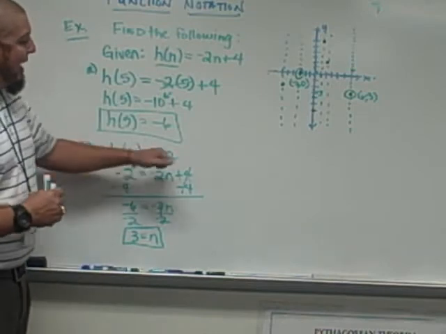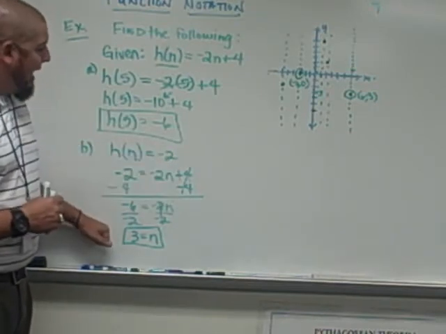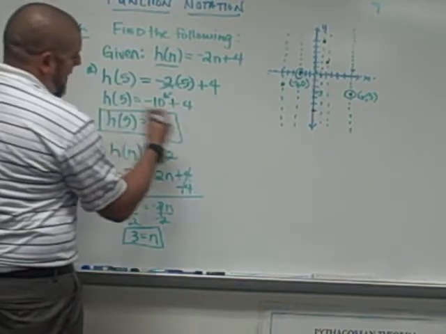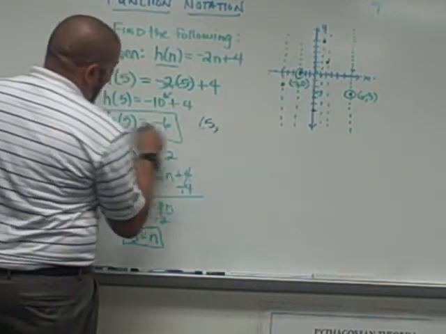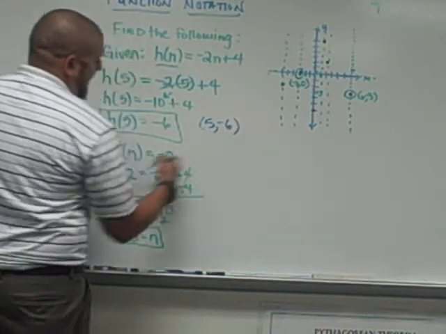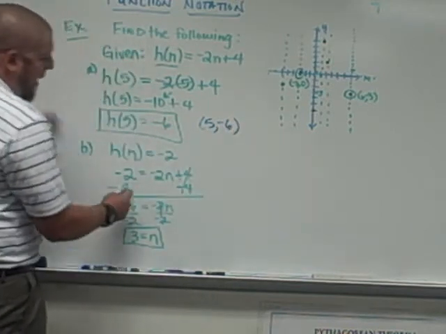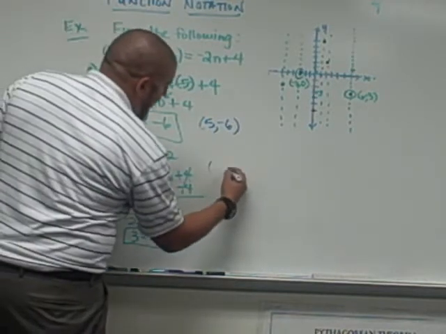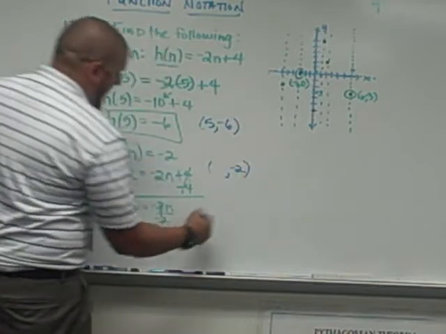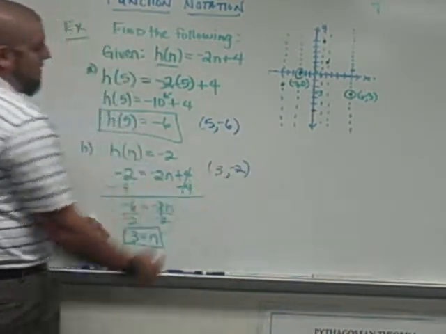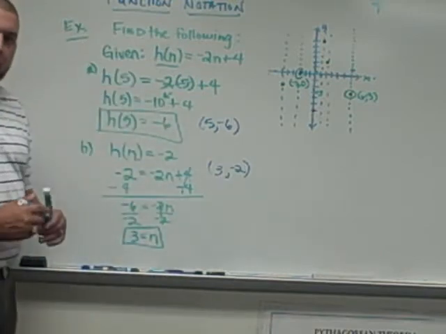So when my y value is negative 2, my x value is 3. So again, I can actually make coordinates out of these as well. Here, my coordinate would be 5, my x value would be 5, my y value would be negative 6. Here, I know my y value is negative 2 because that's what it told me from the very beginning. So my y value is negative 2, okay? Then what is my x value? Well, it's 3, that's what I just figured out. So that's the ordered pair that goes with those functions.